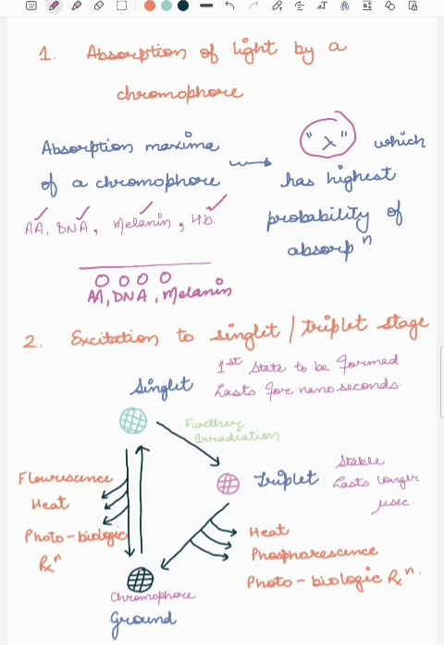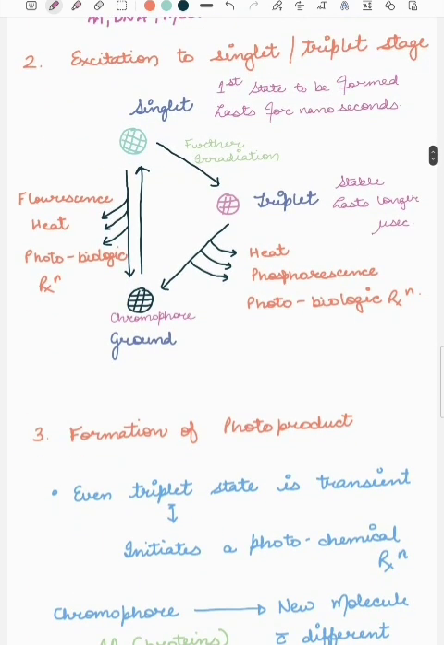Now, there will be certain changes in the chromophores. So what will be those changes? This is a chromophore in its ground state, or the relaxed state. Now, it will get excited. Obviously, energy is hitting the chromophore, so it will get excited to a singlet state. This is the first state to be formed, and it is a very transient state lasting for nanoseconds. So the chromophore, being struck by the photons of light, gets transformed into a singlet state, which lasts for nanoseconds.